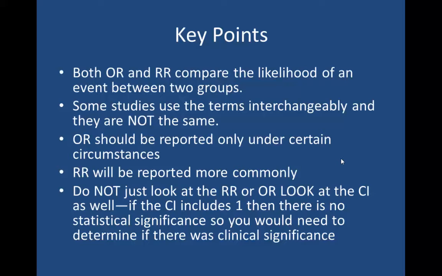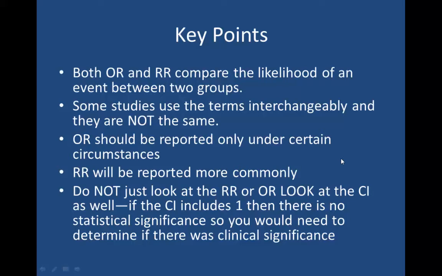Odds ratios are going to be reported typically when we have case control studies. Risk ratios are going to be the more common results we see, because it's more likely we see a lot of randomized controlled trials or cohort studies.